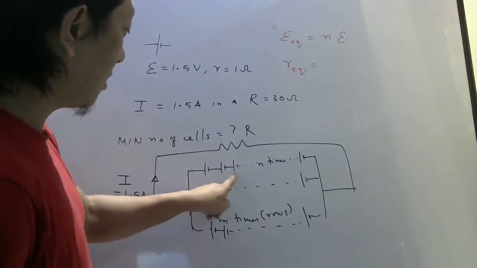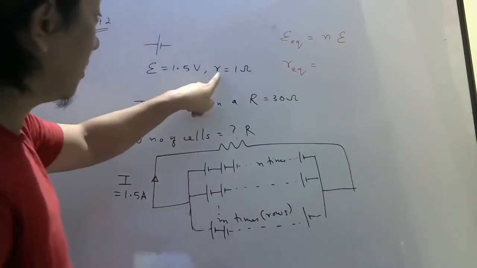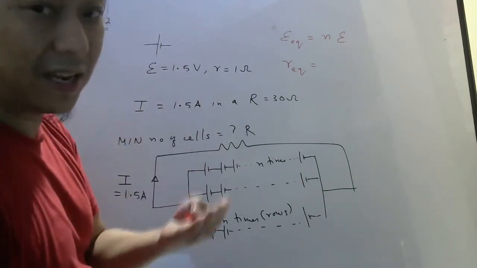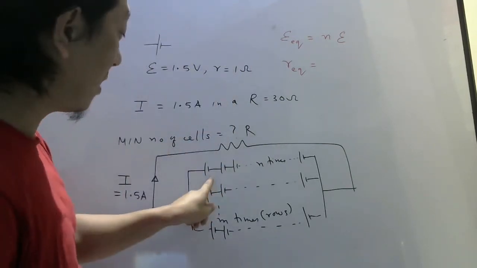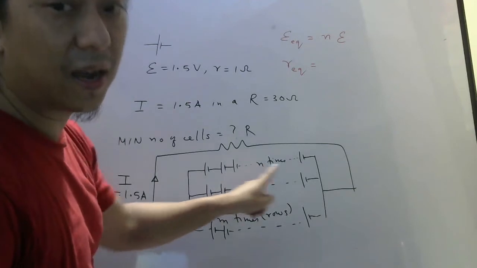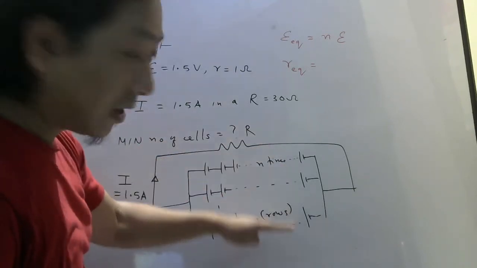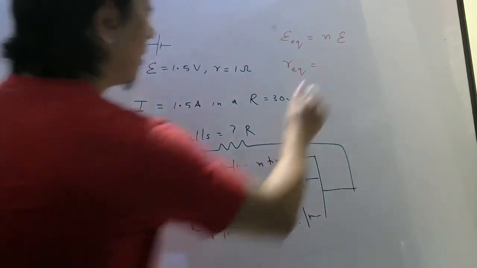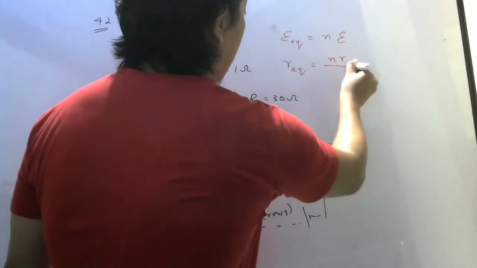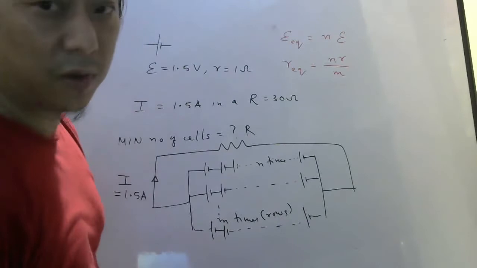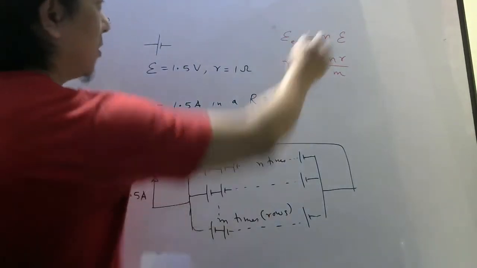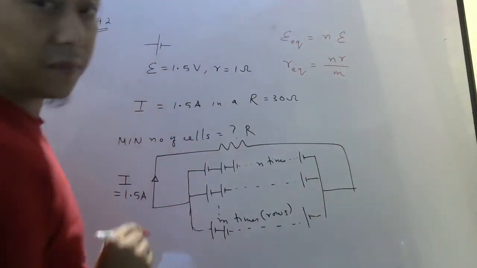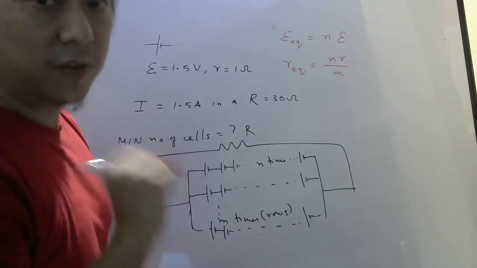Small r, small r, small r. Each cell has internal resistance. So r, N times will be Nr. Nr, M times in parallel will be Nr by M. This we have discussed in our online class also. So this is the equivalent EMF and the equivalent internal resistance.